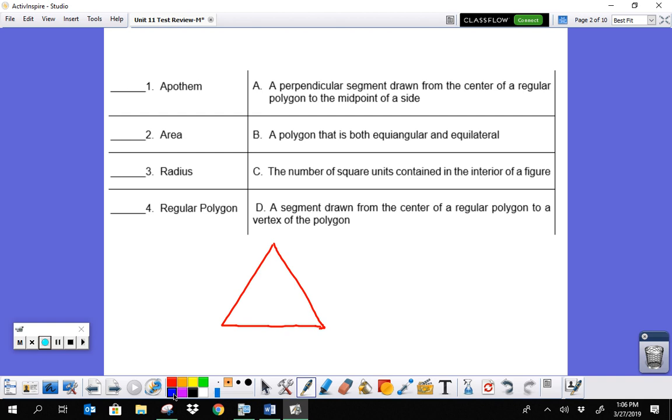So an apothem, that's a segment that's drawn from the center of your polygon, and it's drawn to the midpoint of a side. Okay, so you have this, that is called your apothem. It goes from the center to the side. Okay, so if we look at these definitions, A says a perpendicular segment drawn from the center of a regular polygon to the midpoint of a side. That right there is our apothem.